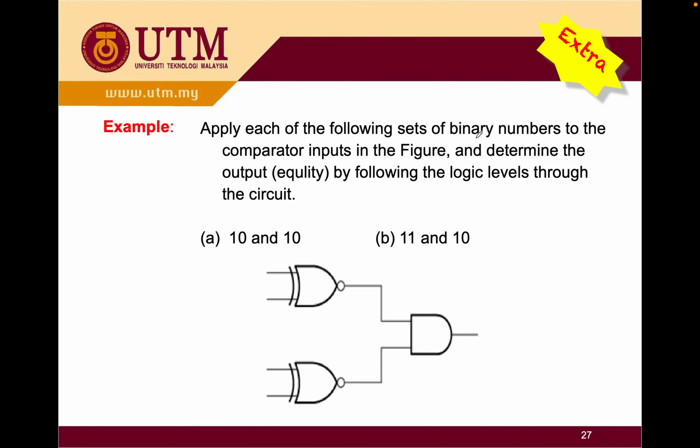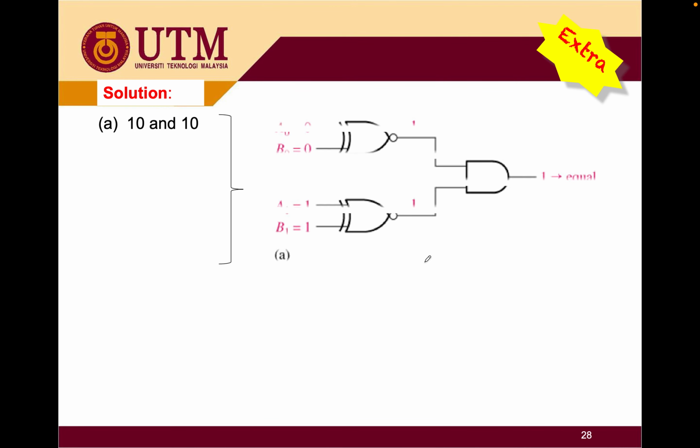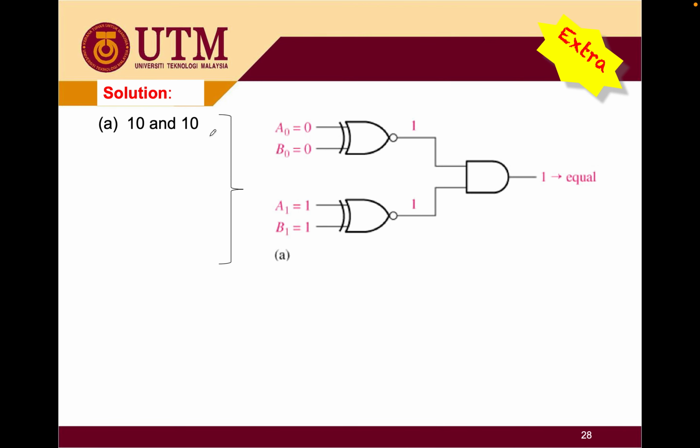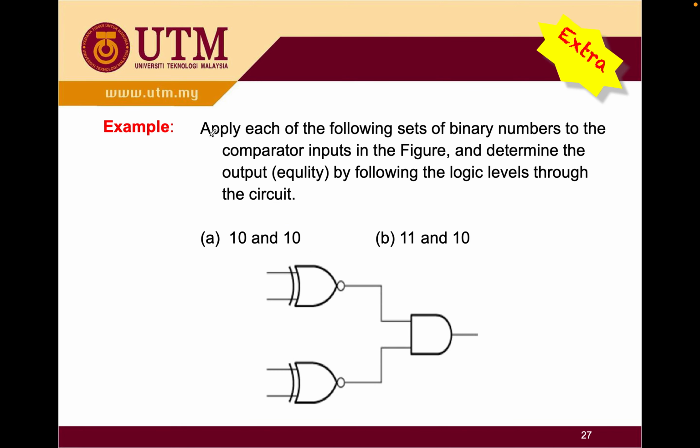Apply each of the following sets of binary numbers to the comparator input in the figure and determine the output equality by following the logic level through the circuit. So this one you can try. It is not too hard. So you can see here you have 1 0 and 1 0 and 1 0. This one is supposedly similar. Okay. It asks you only to put in the comparator.